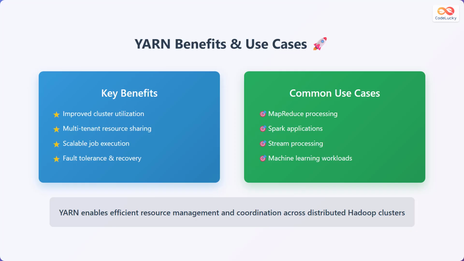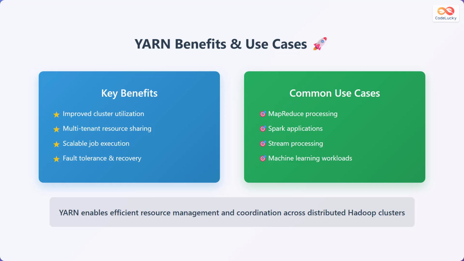Let's summarize the benefits and common use cases of YARN. Key benefits are: first, improved cluster utilization, meaning YARN makes better use of available resources. Second, multi-tenant resource sharing, that allows multiple users and applications to share the same cluster. Third, scalable job execution, meaning YARN can handle large and complex jobs. Fourth, fault tolerance and recovery, that ensures jobs can recover from failures.